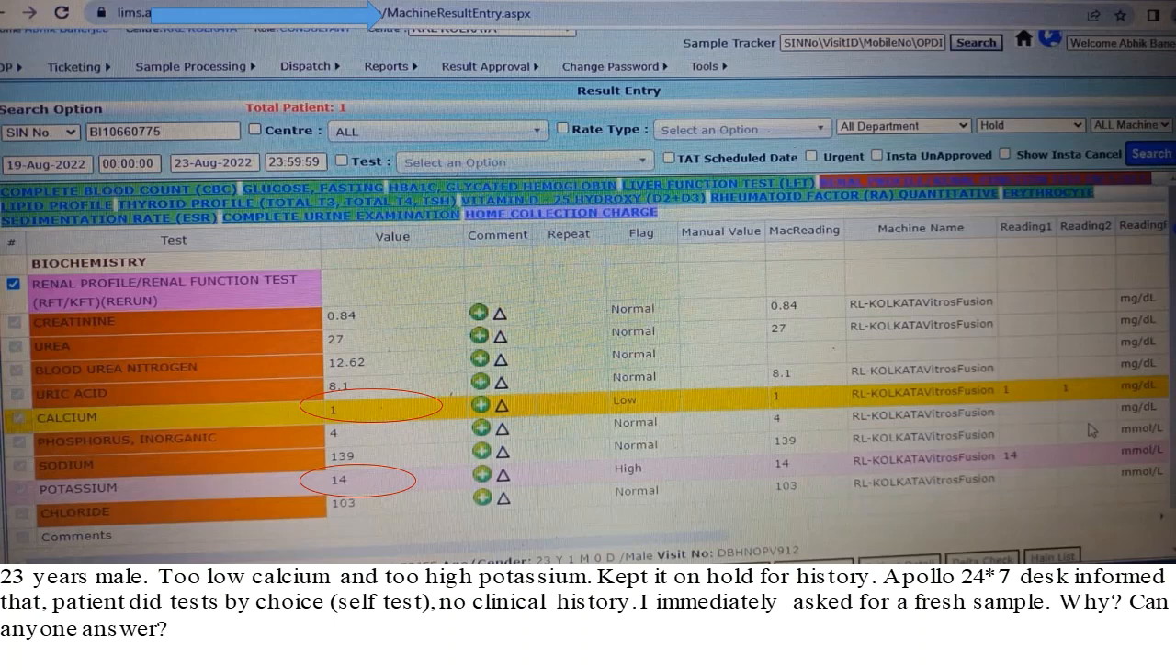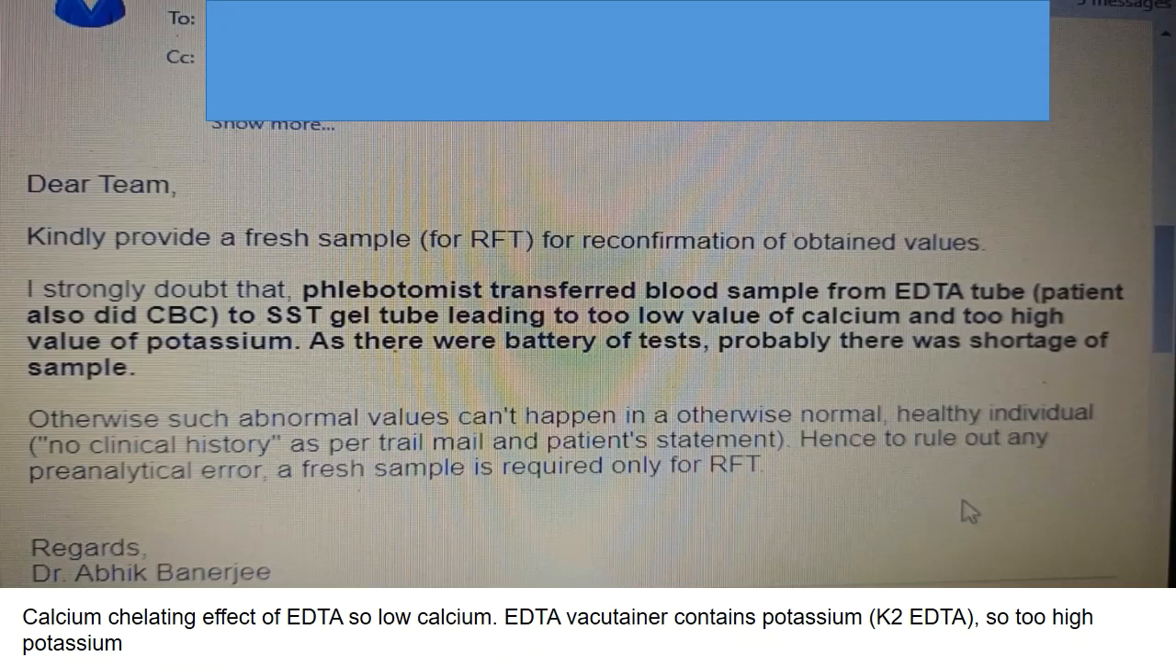So what he did, he poured the blood from the EDTA vacutainer into the SST serum separator tube for the biochemistry test, because there was not sufficient blood for biochemistry. And what happened was cross contamination of the K2 EDTA, so potassium increased and calcium was too low because of the chelating effect of the EDTA. So this was the email where the lab doctor suspected it, so you have to be very vigilant to avoid this.